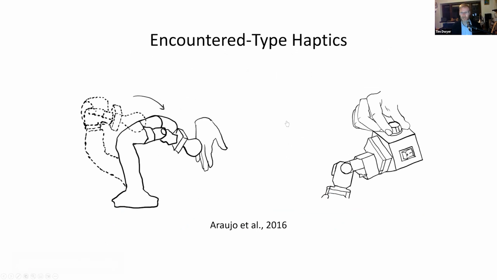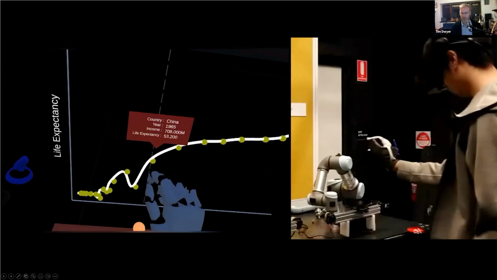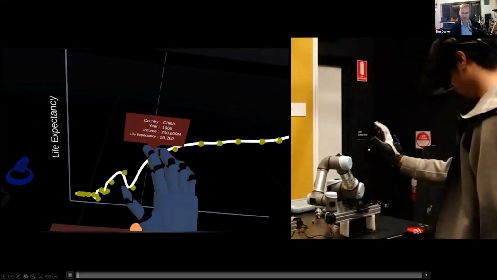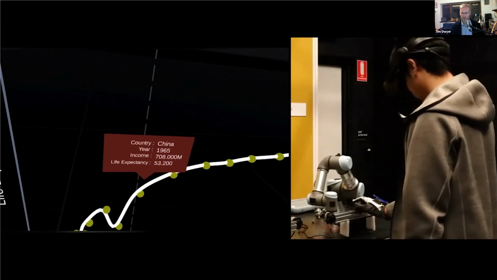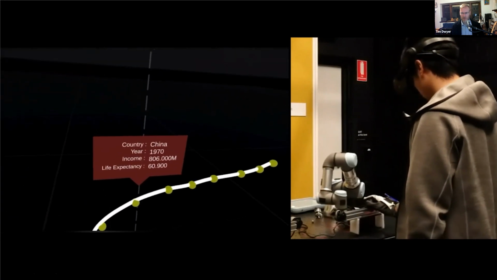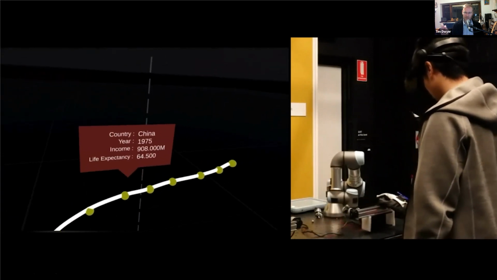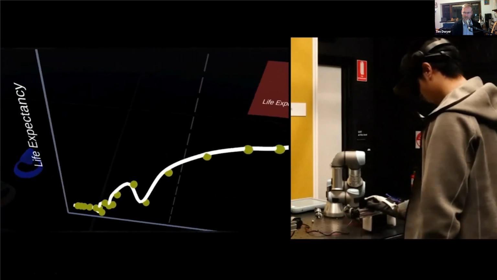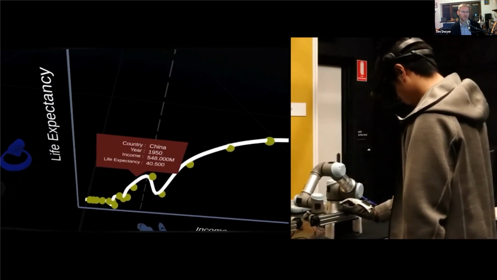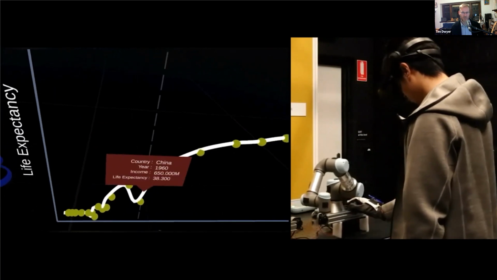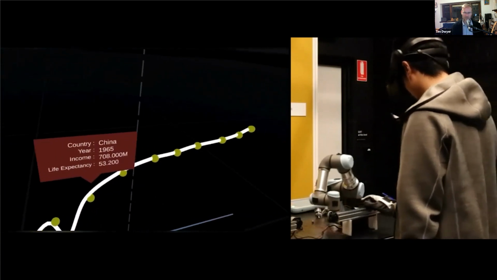As you can see here, the robot can position the slider directly where it needs to be to correspond with interaction elements in the environment. So here we're selecting just across a single axis.